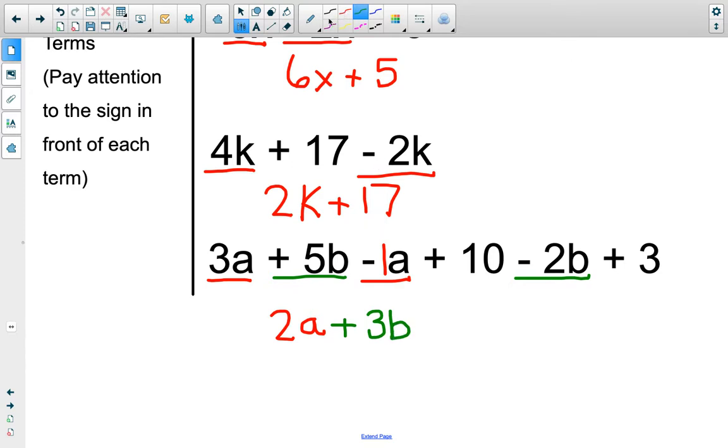One more color. I haven't done purple. I'll try purple. I have 10, and I have plus 3. Well, 10 plus 3, I'm adding 13 more. So when I'm all done with this one, I have 3 terms, 2a plus 3b's plus 13. I can't combine these because these two have different variables. This one doesn't have a variable at all.